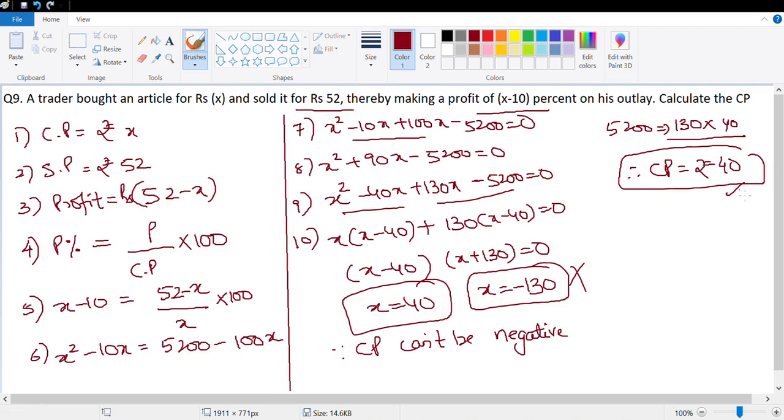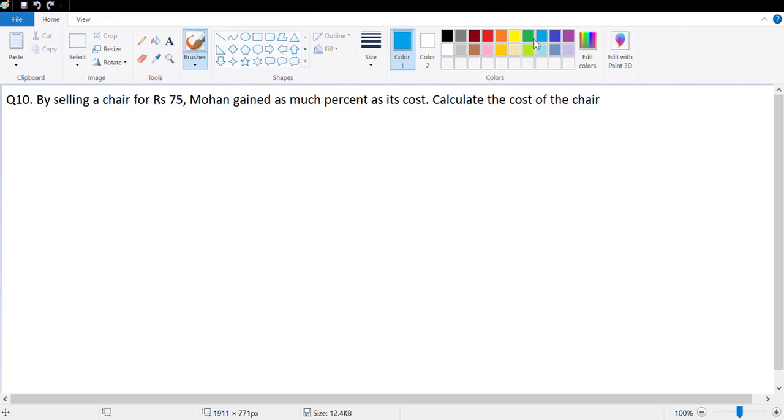Done. Let's look at the last question of this exercise that I work with you. The last question is question number 10. It says by selling a chair for rupees 75, which means SP is equal to rupees 75. Mohan gained as much percent as its cost. So cost not given. Let CP is equal to rupees X. Gained, which means profit. Therefore, profit is equal to selling price minus cost price, which is 75 minus X.